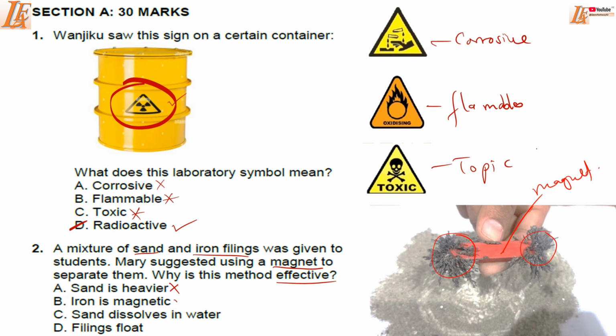That is right, because we have said for a substance to be separated using a magnet, one of them must be magnetic. Sand dissolves in water. We don't have water in this case. Then iron filings float. We don't have any substance where floating can take place. So the correct answer here, the reason why Mary suggested that this mixture can be separated using a magnet, is because iron is magnetic and sand is non-magnetic.